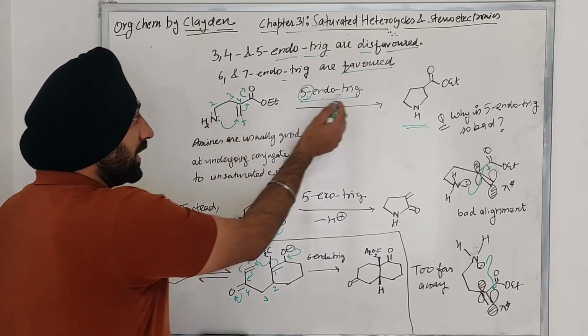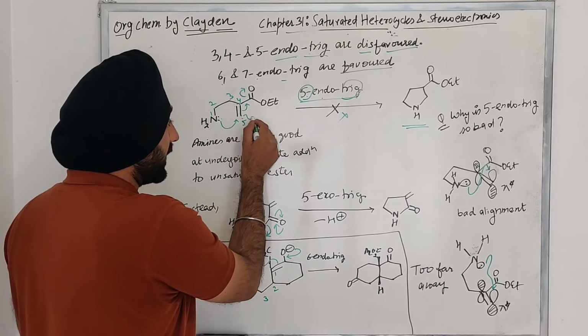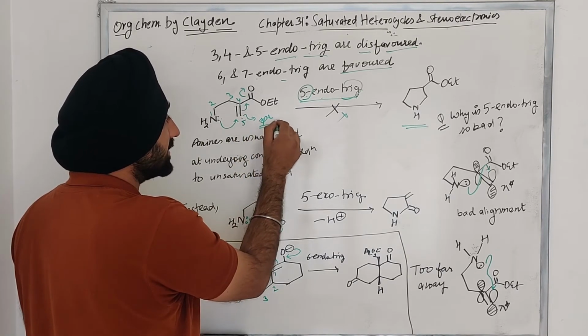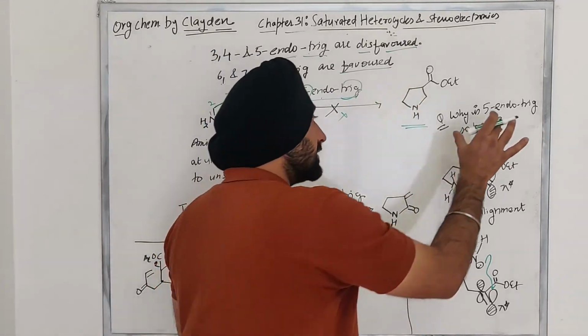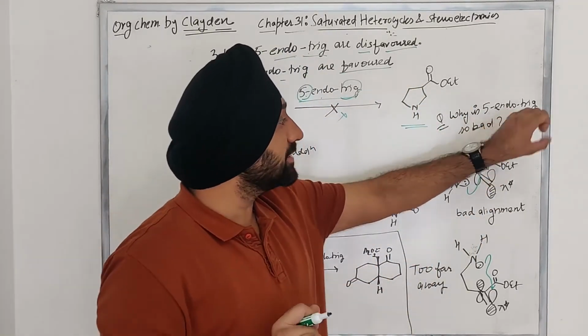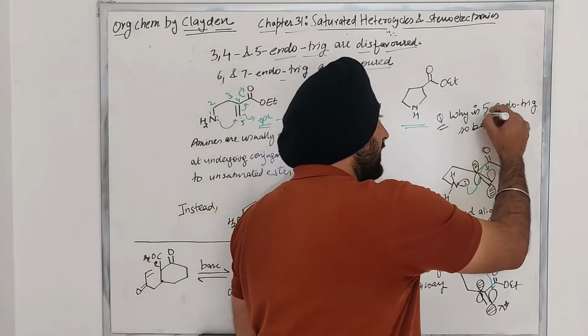This is endo. Trig, since the hybridization of this is sp2. So this is trigonal. So that is why trig. इस तरह से this is not favored. सबसे बड़ा रीजन क्या है कि why this is so bad? Why is 5-endo trig so bad?